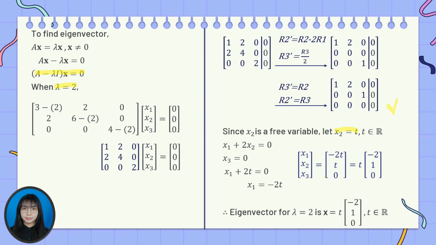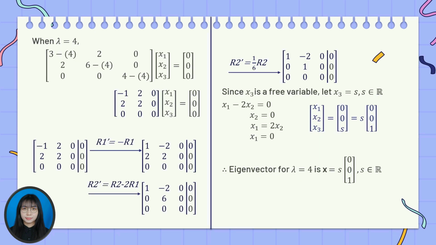From the REF form matrix, we get that x1 plus 2x2 is equal to 0 and x3 is equal to 0. Since we let x2 equal to t, x1 plus 2t is equal to 0 and x1 is equal to negative 2t. Hence, we get the solution space of x is (negative 2t, t, 0). We factorize t, and then we get t times (negative 2, 1, 0). So the eigenvector for lambda equals 2 is the vector x equal to t times (negative 2, 1, 0).